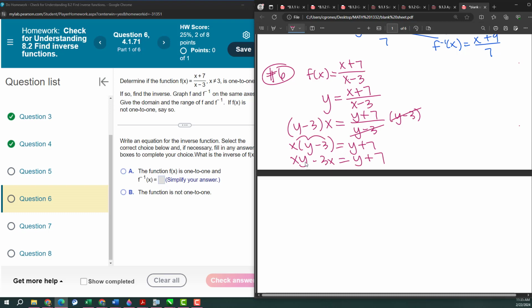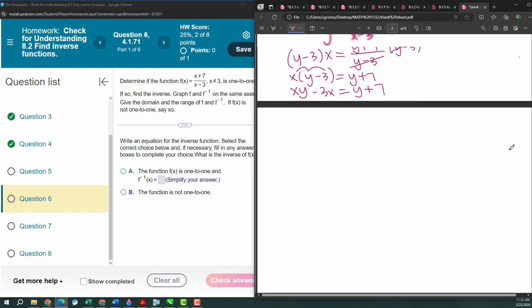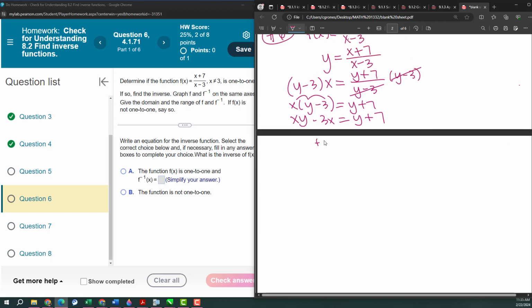And I want to get y's on one side, so I'm going to move our 3x over and cancel these out. And then I'm also going to move my y over. So I end up with plus 3x over here and then minus a y over here. So I have xy minus y equals 3x plus 7.